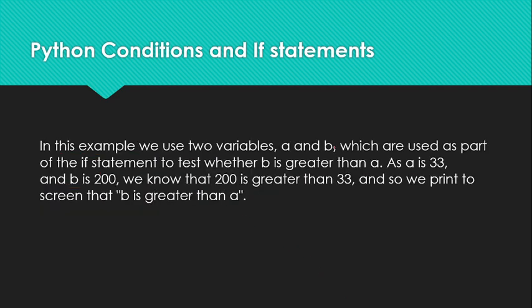In this example, we use two variables A and B, which are used as part of the if statement to test whether B is greater than A. As A is 33 and B is 200, we know that 200 is greater than 33. And so we print to the screen that B is greater than A.